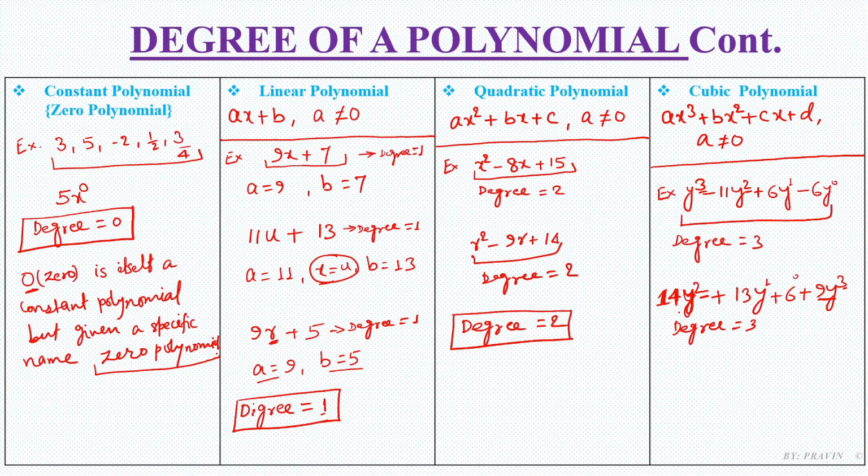So what we find here is that the degree of a cubic polynomial is always 3. So in a nutshell, a constant polynomial will always have degree 0. Similarly, a linear polynomial will always have degree 1, a quadratic polynomial always has degree 2, and a cubic polynomial always has degree 3.